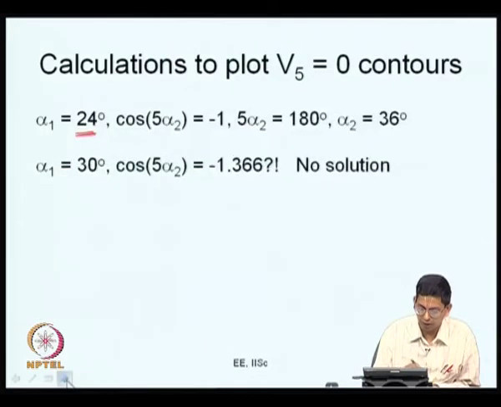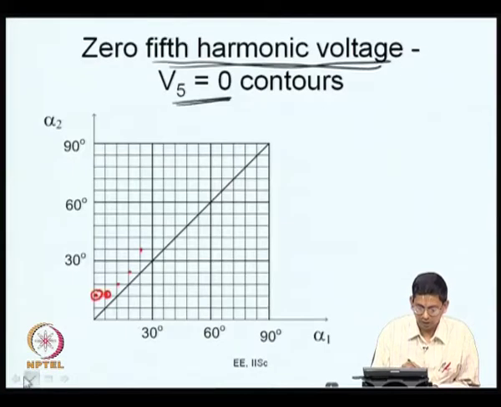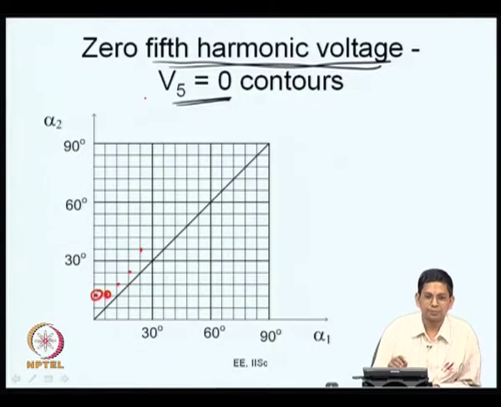Let me increase my alpha 1 further, alpha 1 is 30. So, what do I get? Cos phi alpha 2 is something more negative than minus 1. In fact, if I substitute any alpha 1 greater than 24 degrees, like 24.5 or 25, I would end up getting cos phi alpha 2 beyond minus 1, which is not a permissible value. So, there is no solution. What does it mean? It means for alpha 1 equal to 30, there is no value of alpha 2 which will satisfy the equation V phi is equal to 0. So, along this line alpha 1 is equal to 30, you will not find a point at which the fifth harmonic voltage is 0.